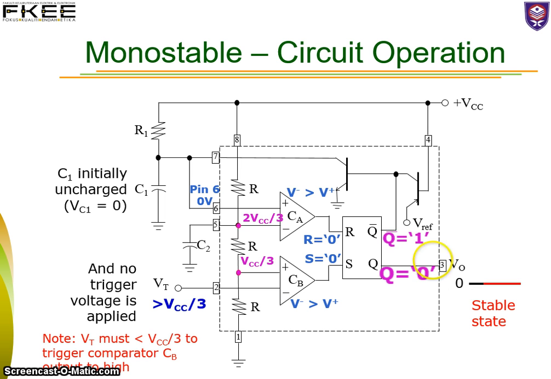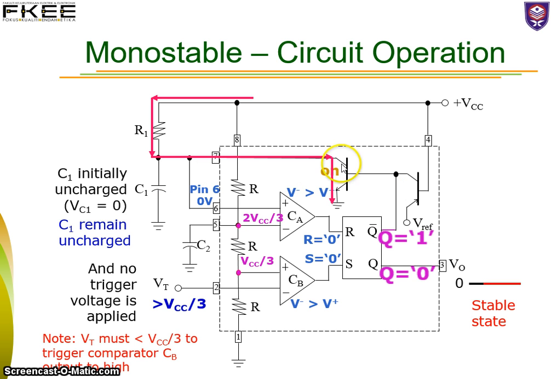When Q is 0, your Q bar will be 1. And when Q bar is 1, this particular transistor will be on, since this is more positive than ground over here. So at this moment, the capacitor will remain uncharged, because if this transistor is on, there is a path from this node to pin 7 to the ground, meaning that from VCC there is a current flowing through R1 to pin 7 to the ground. So the capacitor won't be charged.